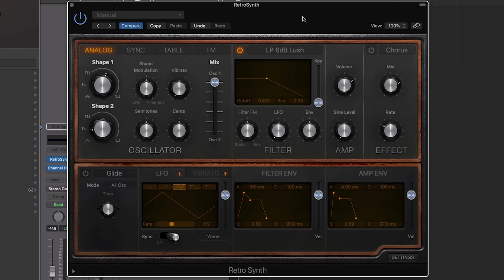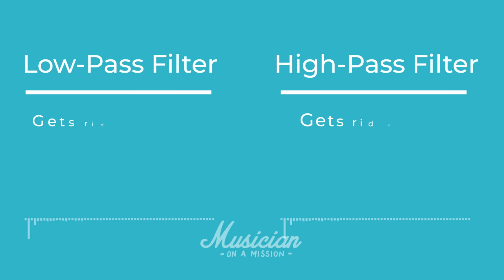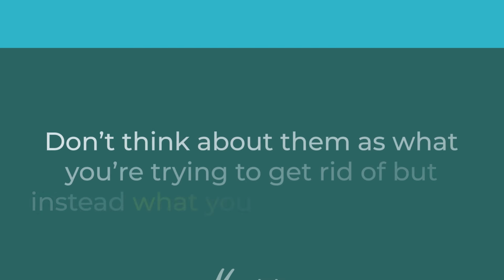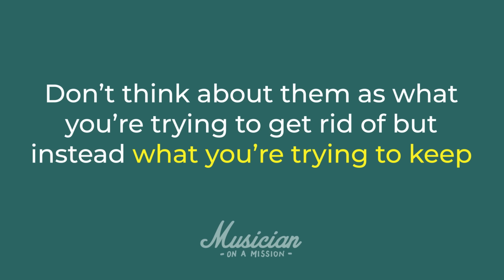So that's what to do if your synth is too harsh, but what if it's too bass heavy or muddy? Then you'll want to get rid of some of these low frequencies, and for that you'll need a high-pass filter. High-pass filters cut out the low frequencies while letting the high ones pass through. I know it can be kind of counterintuitive that the one that gets rid of low stuff is named the high pass, and the one that gets rid of high stuff is named the low pass, but don't think of it as what you're trying to get rid of. Instead, they're named after what you're trying to keep. So if you want to keep the high frequencies, you're going to use a high-pass filter.